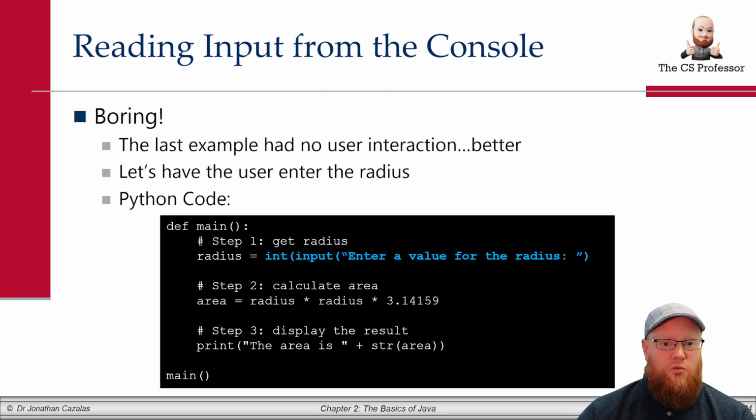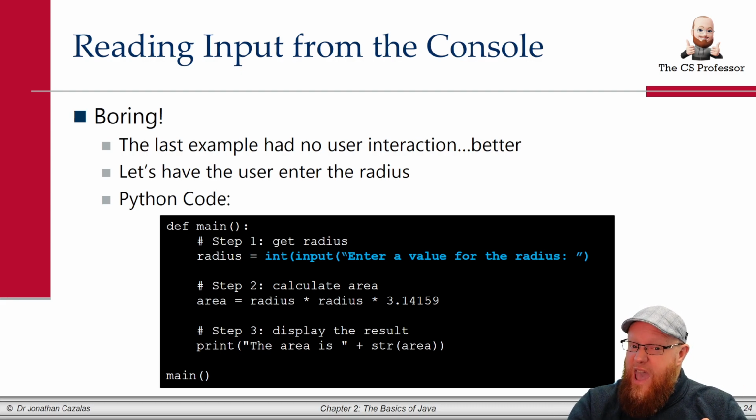Instead of saying radius equals 10, we'll say radius equals, and we're going to use two functions in Python. The input function, which will scan from the user, and recall in Python, the input function scans everything on one line until the user hits enter. And then we use the int function, which converts what the user entered into an integer.